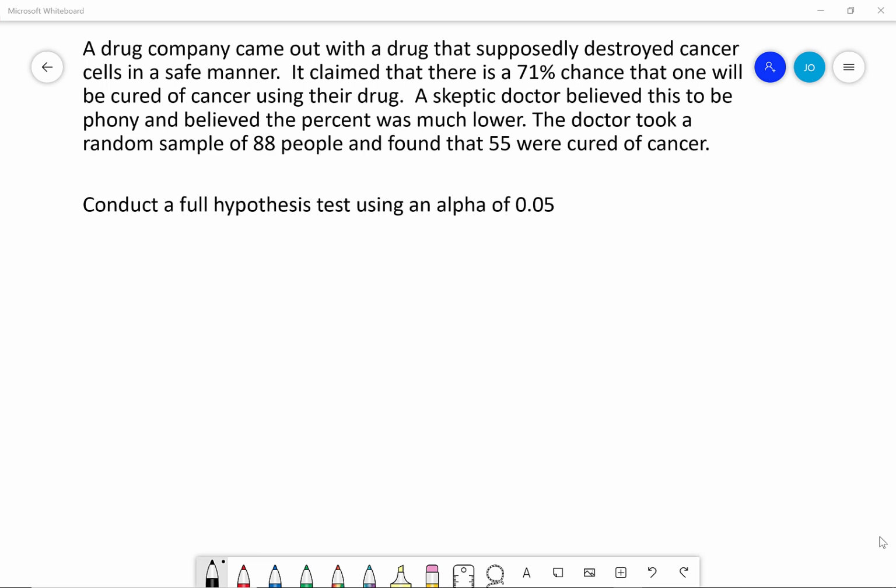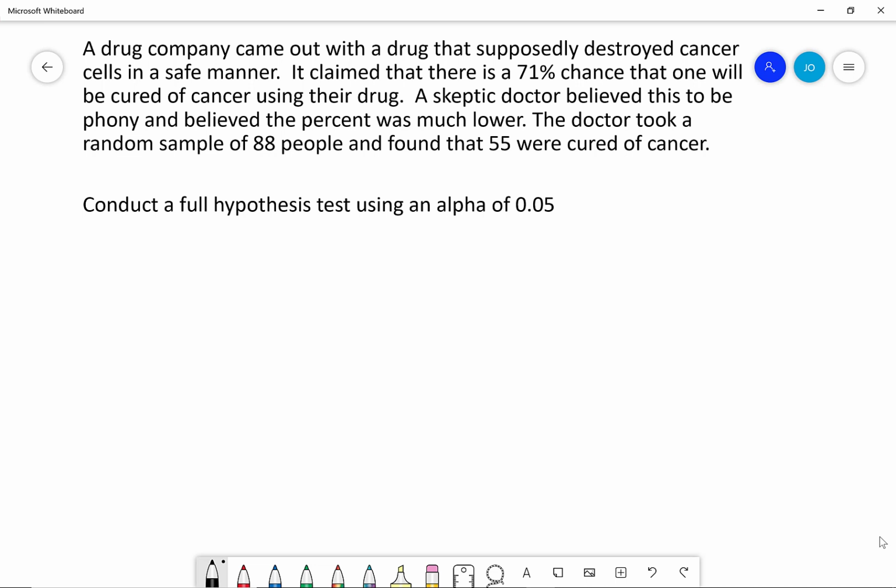In this example, we have a drug company who supposedly came out with a drug that destroyed cancer cells in a safe manner. And they claim that there's a 71% chance that one would be cured using their drug. A skeptic doctor believed that they may be just making this up to try to boost their sales, and they believe that percent was lower.